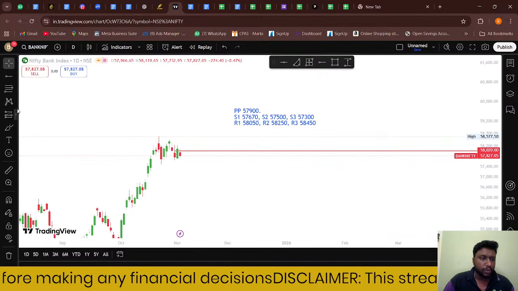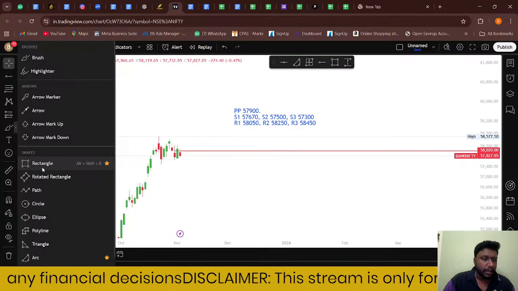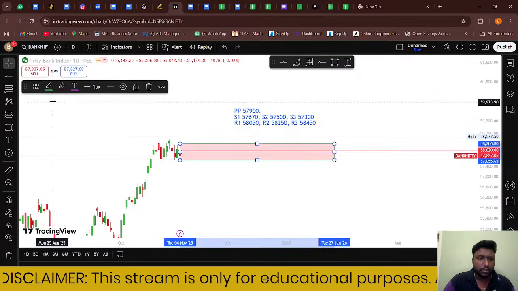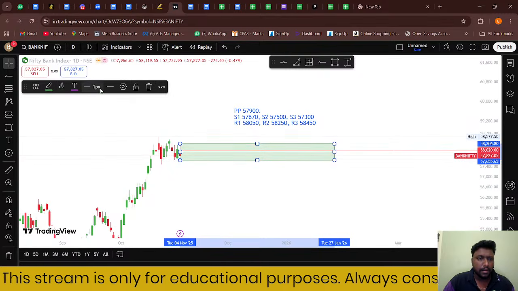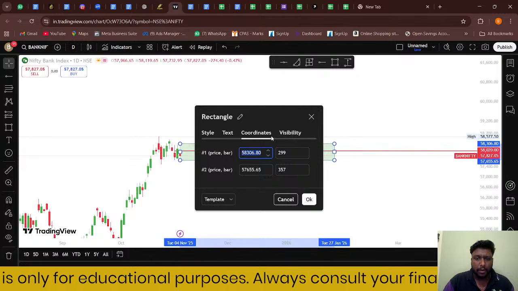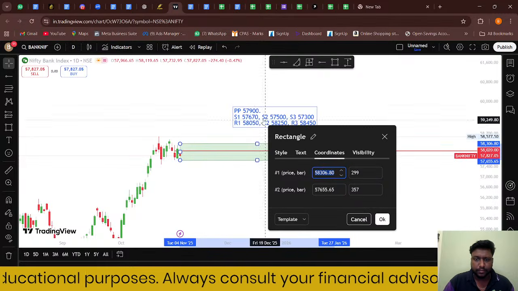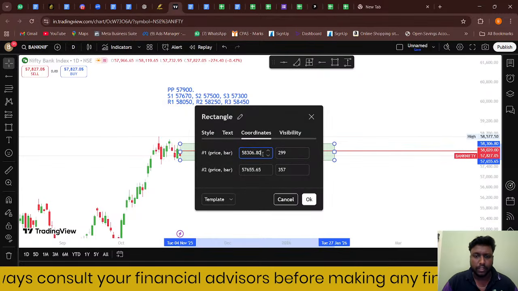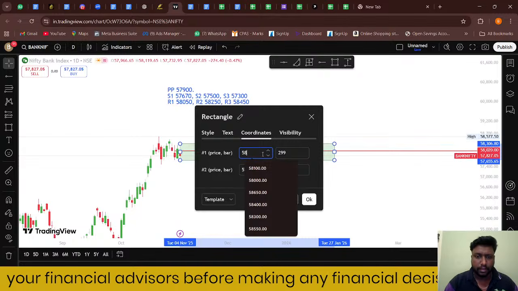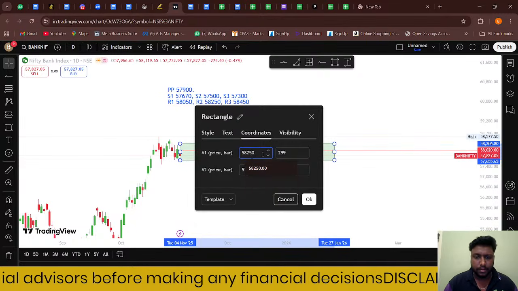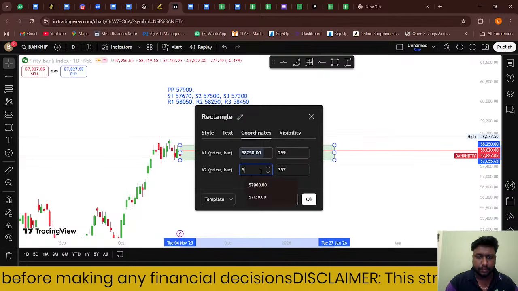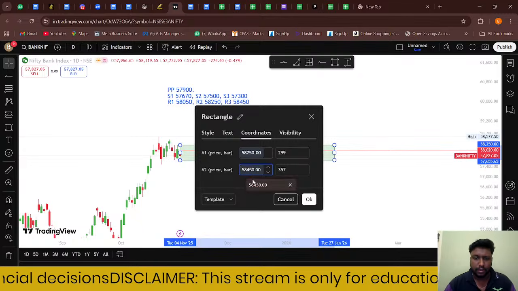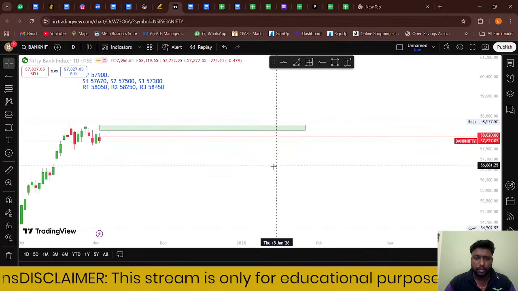So let's quickly zone this out. We didn't have time yesterday and the day before yesterday, so today let's zone this out. Let's change the color to green. The bullish zone is always between R2 and R3. So 58,250 and 58,450 will be the bullish zones.